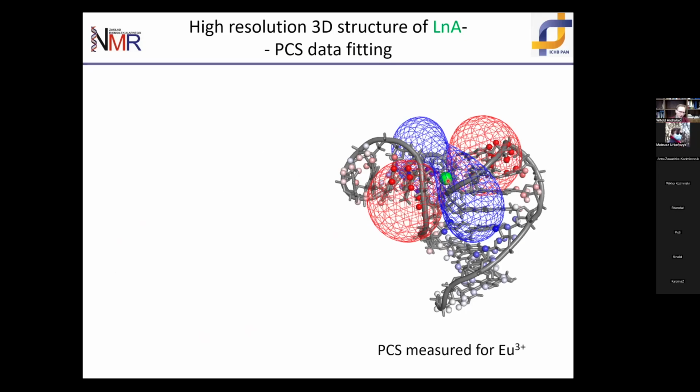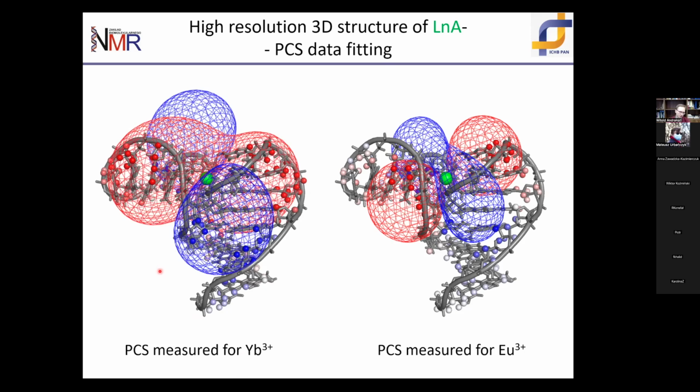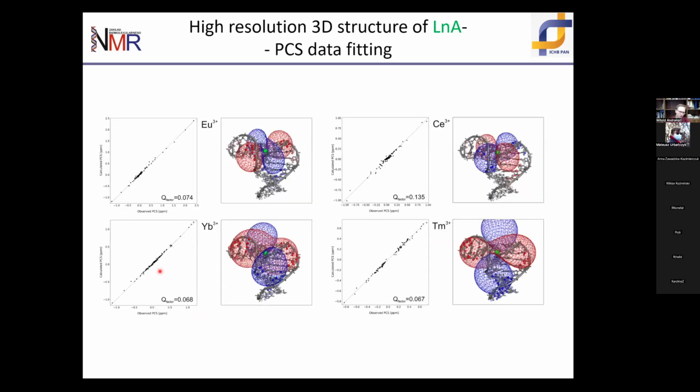And for each single metal, you will have a different pattern of this PCS. As you can see, for ytterbium, they were generally much stronger, but also oriented in a different manner. And for all metals that we used, we of course saw different patterns of PCS, but in every single case, they were very, very well reproduced by the structure. This means that this is indeed a stable tertiary structure, and the metal position is very, very well defined.